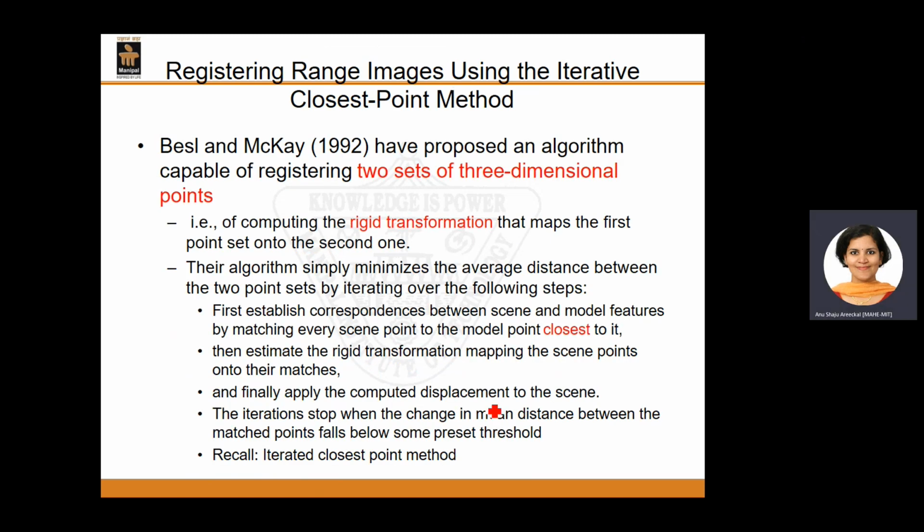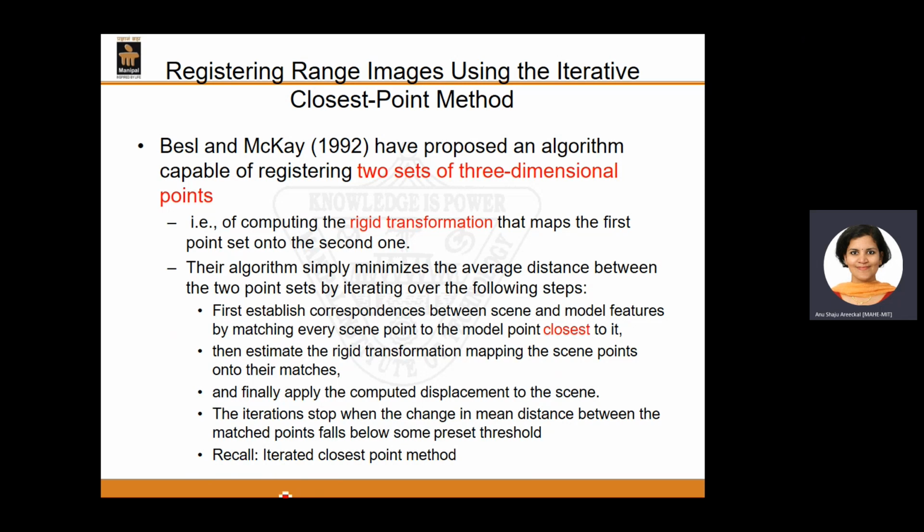Okay, so here now let us look at how we can go about using the range images for image registration. One of the very familiar techniques is the ICP method, that is the iterative closest point method. The ICP method is something which we have already seen earlier, right? In the ICP method, we are basically doing a rigid registration between two images.